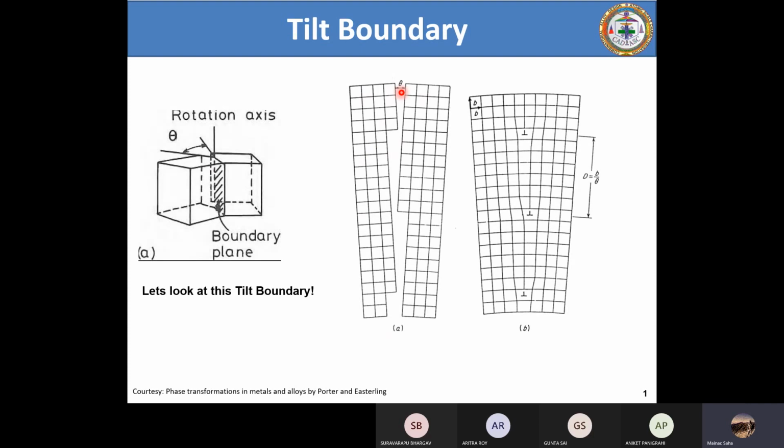Guys, yes or no? Did you understand anything at this part, or is it too difficult? Yes, sir. You understood? Oh, very good.